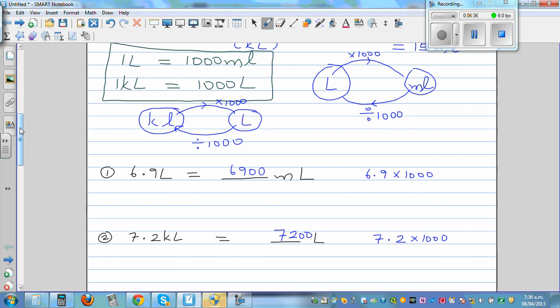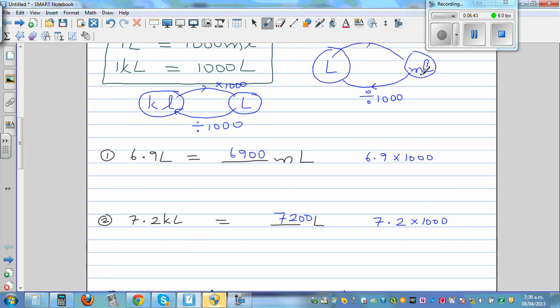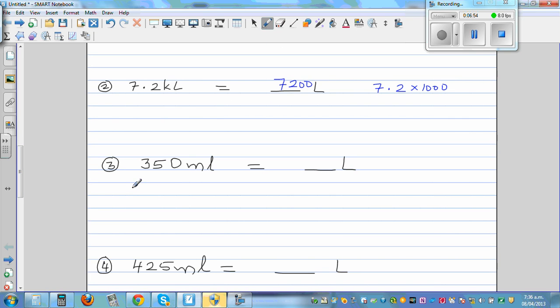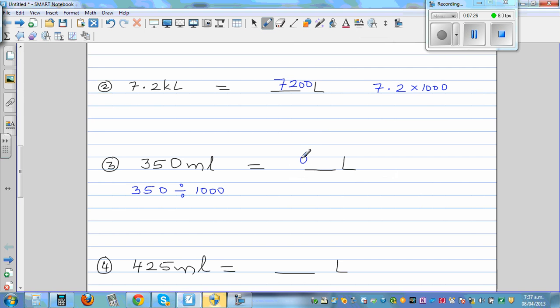Question number three, from milliliters to liters. The number is going to get 1,000 times smaller, so you would divide by 1,000. So this is 350 divided by 1,000, which is 0.35 liters.